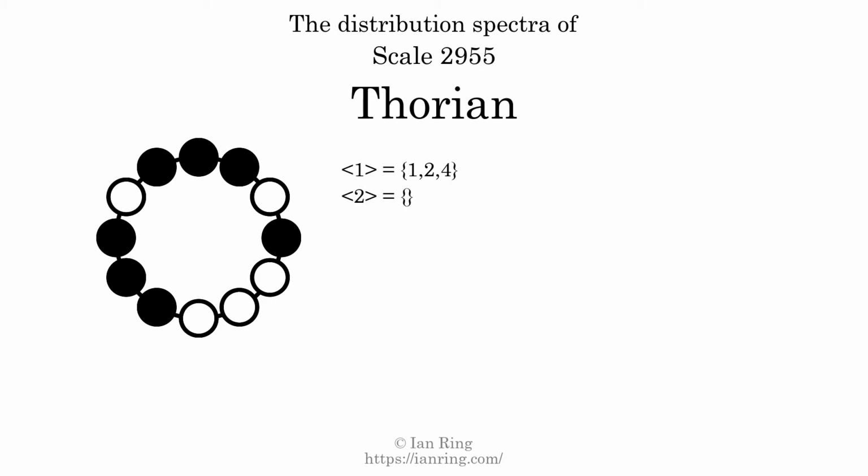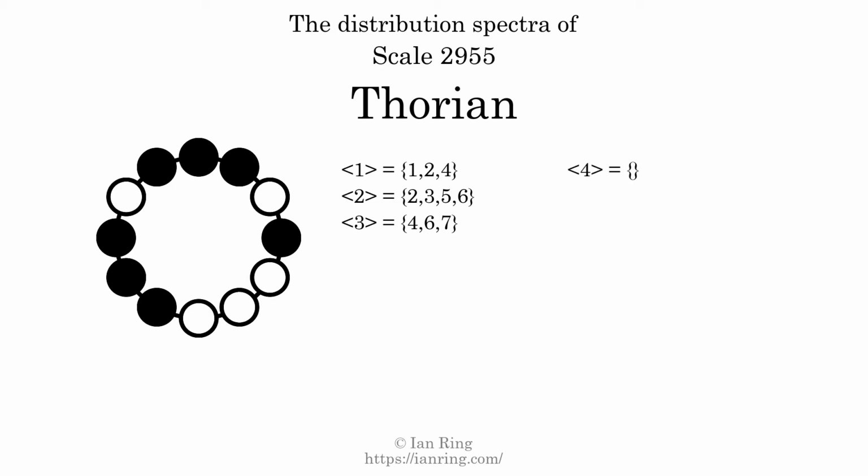The generic interval of 2 scale steps comes in 4 different specific interval sizes. 2 semitones, 3 semitones, 5 semitones, and 6 semitones. The spectrum width of this generic interval is 4. The generic interval of 3 scale steps comes in 3 different specific interval sizes. 4 semitones, 6 semitones, and 7 semitones. The spectrum width of this generic interval is 3.